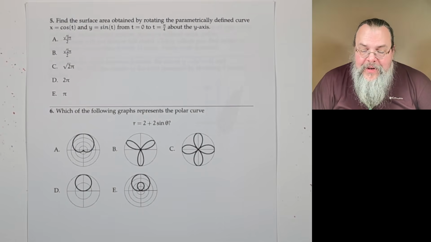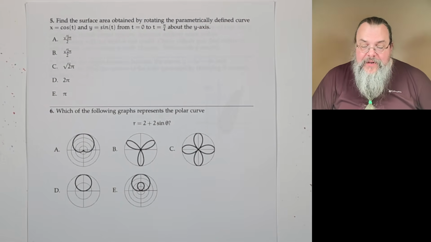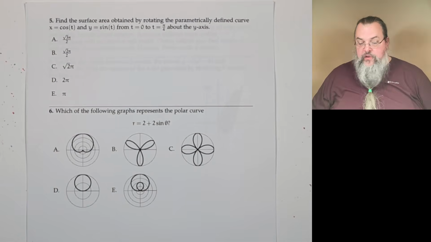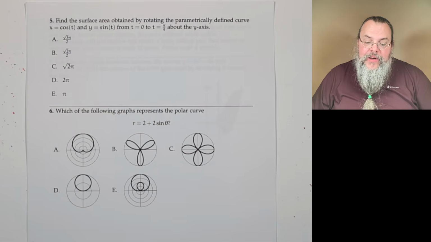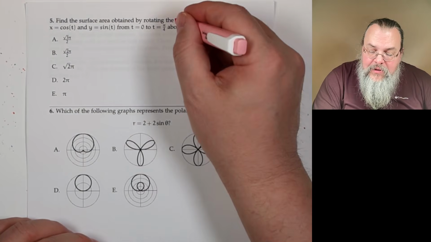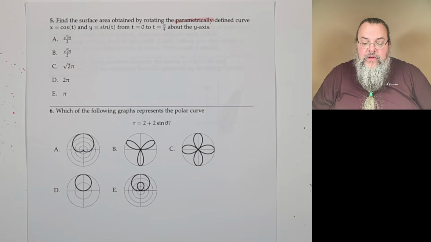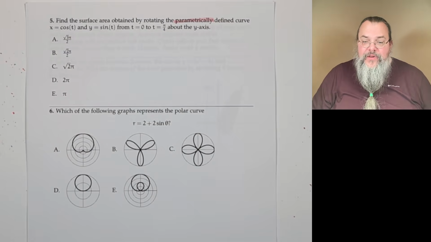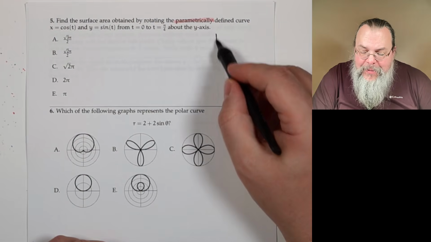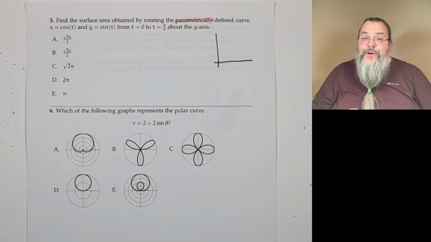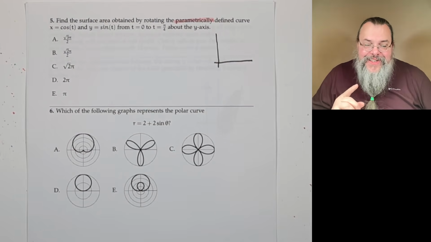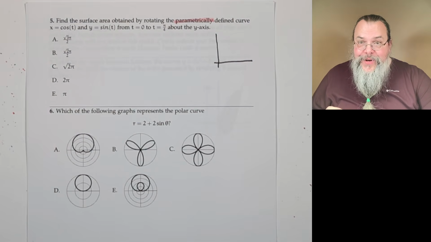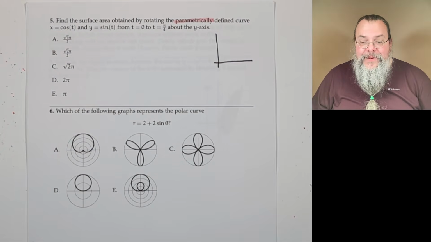Find the surface area obtained by rotating the parametrically defined curve x equals cosine t and y equals sine t from t equals 0 to t equals pi fourths around the y-axis. Okay, so this is parametrically defined, so that's good to keep track of. Now, we don't technically need to know what this curve is, but I think we might recognize it. X equals cosine, y equals sine. It's a classic, one that we've seen for years. What curve has x equals cosine, y equals sine?